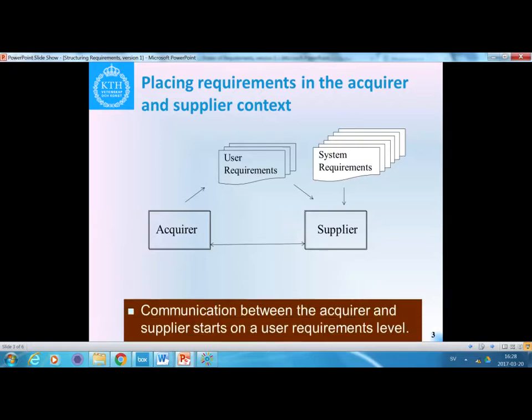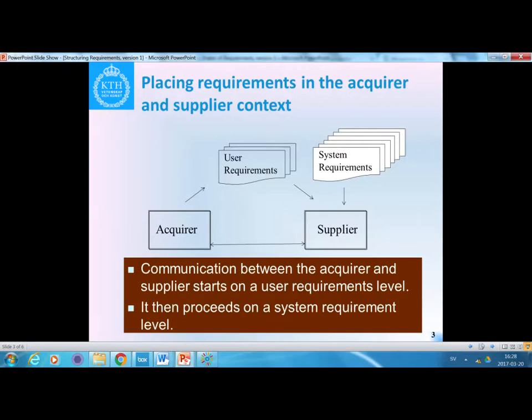So communication between the acquirer and supplier starts on a user requirement level, and then it proceeds on a system requirement level. It does not mean that now supplier works on his own. He may still continue discussion with the acquirer. Everything depends on how mature the acquirer is. Some of the acquirers do not probably understand the system requirements. That's why the supplier does not inform them about them. Some others may wish to have insight into system requirements so that they can evaluate them.